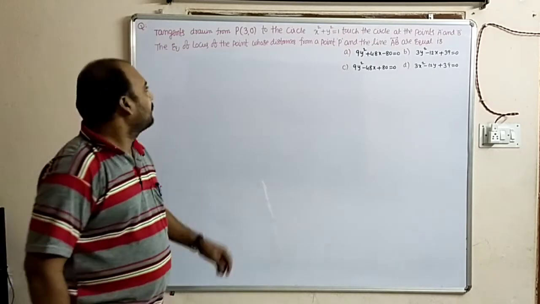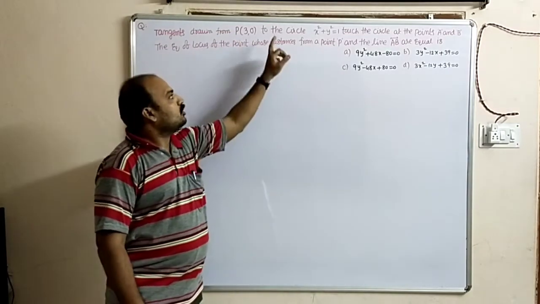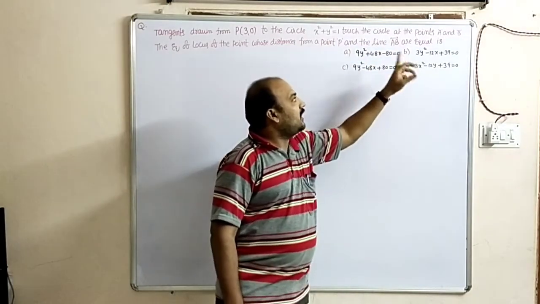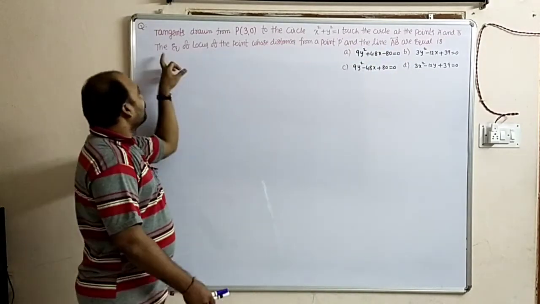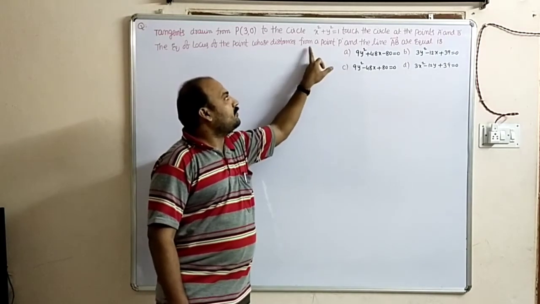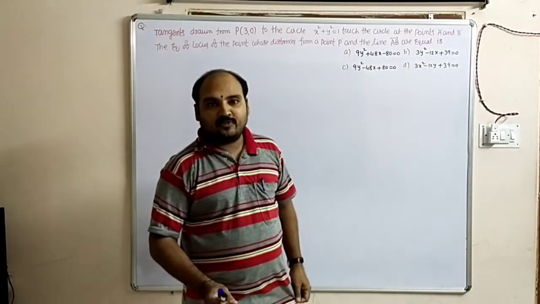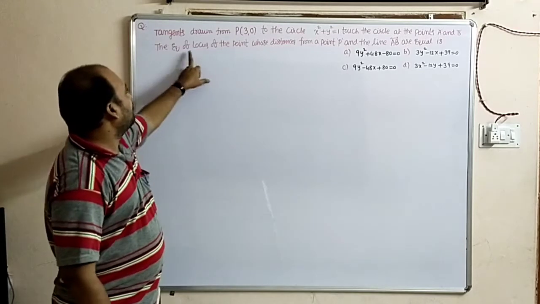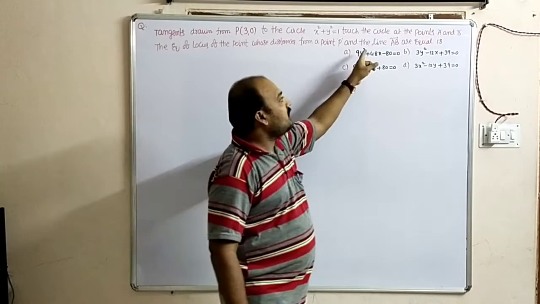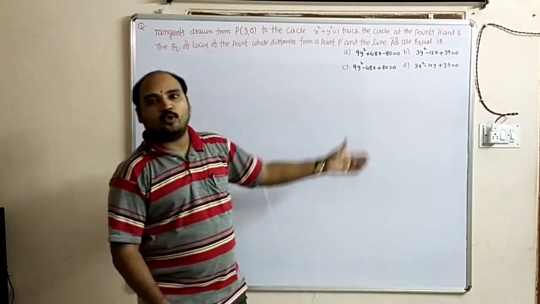The next question. Tangents drawn from P of (3, 0) to the circle x squared plus y squared equal to 1 touch the circle at the points A and B. The equation of the locus of a point whose distances from the point P and the line AB are equal. They are asking to calculate the locus, and then we can find it among the 4 options.